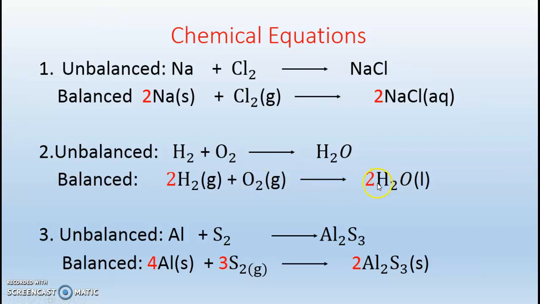But in doing so, hydrogen has now become 4. Remember, already it was 2. So how do I get the hydrogen balanced? I also put 2 here. So now if you check, hydrogen is 4 here, hydrogen is 4 here, oxygen is 2, oxygen is also 2. So now it's balanced.